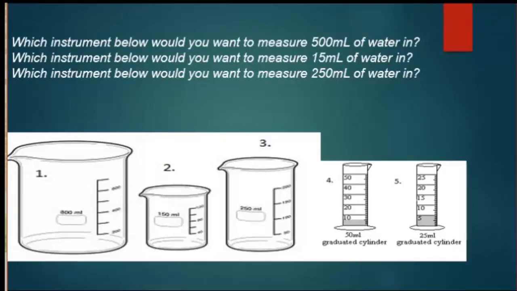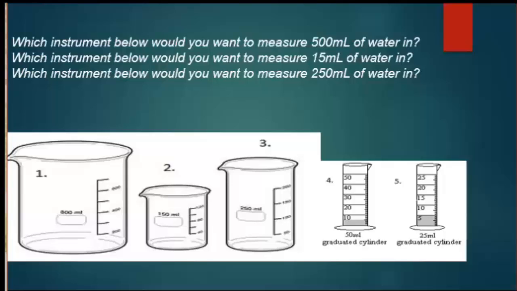Which instrument below would you want to measure 500 milliliters of water in? Well, the first question is we need to find which beaker can we actually put 500 milliliters of water in. The only one that we can put 500 milliliters of water in is number 1. So we would have to use beaker number 1. The second one asks which instrument would we want to measure 15 milliliters of water in.